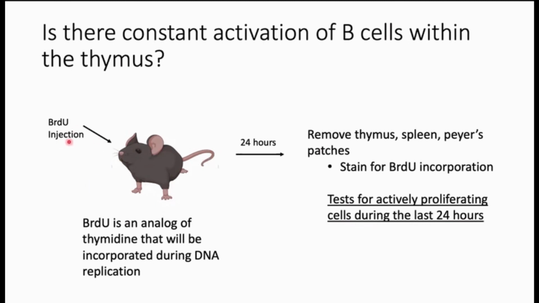And we injected BrdU into an adult mouse. BrdU is an analog of thymidine that will be incorporated during DNA replication. After injection, we wait 24 hours and remove the organs we were studying, looking at the B cells, and then stain for BrdU incorporation. This tests for actively proliferating cells during the last 24 hours, because BrdU has been within the mouse for 24 hours. If any cell has divided within that time and incorporated it into its DNA, we will be able to identify that.